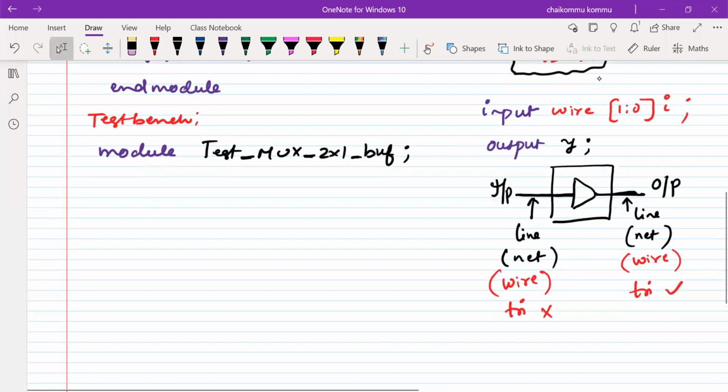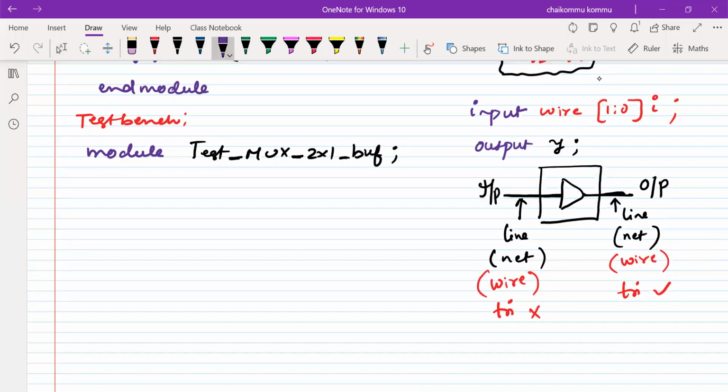Now next, the inputs are represented by the register data type. Those are all reg [1:0] I. Another one is reg s, which we will also have to consider. And the output is represented by wire type, wire y.